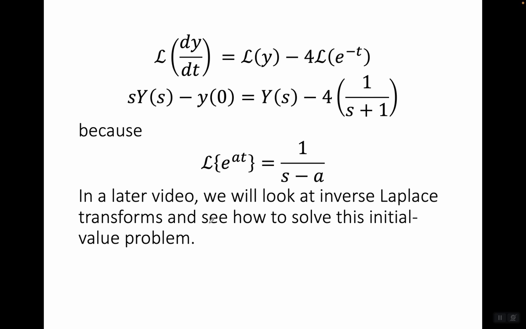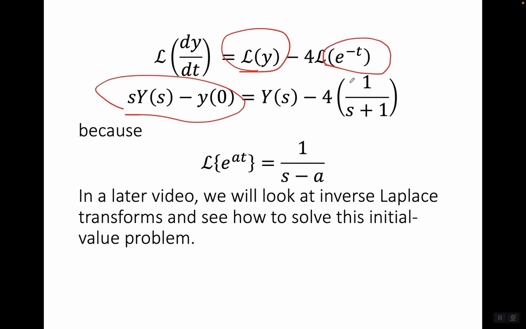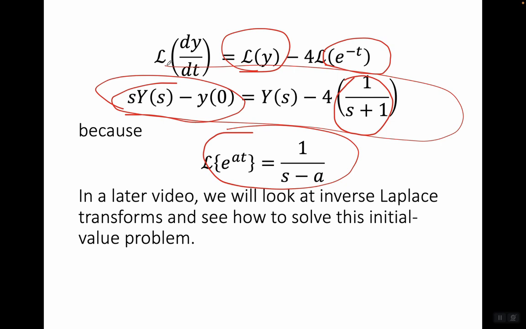Okay. So we've seen what the left side is. This is s y of s minus y of 0. Laplace transform of y is simply y of s. And as for this one, the Laplace transform of e to the negative t is 1 over s plus 1, because the Laplace transform of e to the at is 1 over s minus a, and we're just plugging in a equals negative 1. Now in a later video, we'll look at inverse Laplace transforms and see how to solve this initial value problem. Because right now, I've just taken the Laplace transform of both sides and I haven't done anything with it. We'll see later what to do with it.